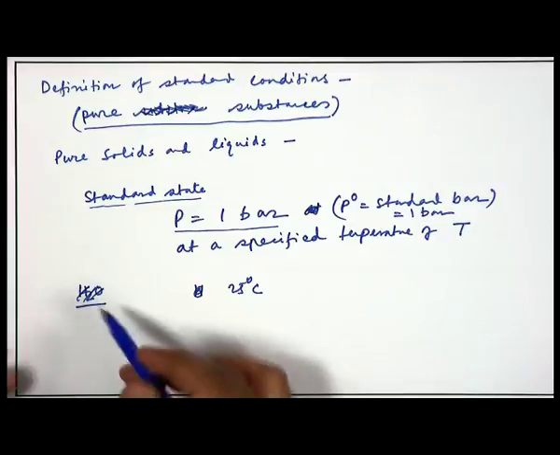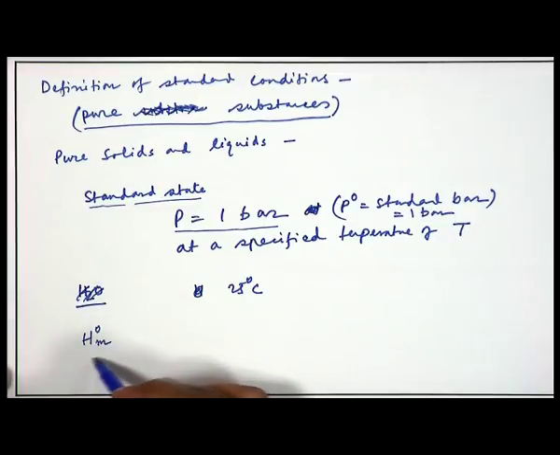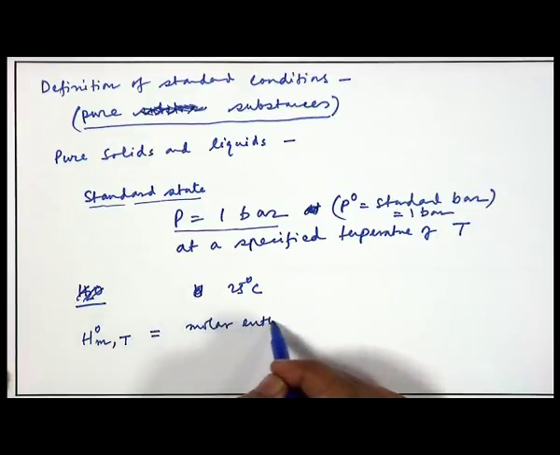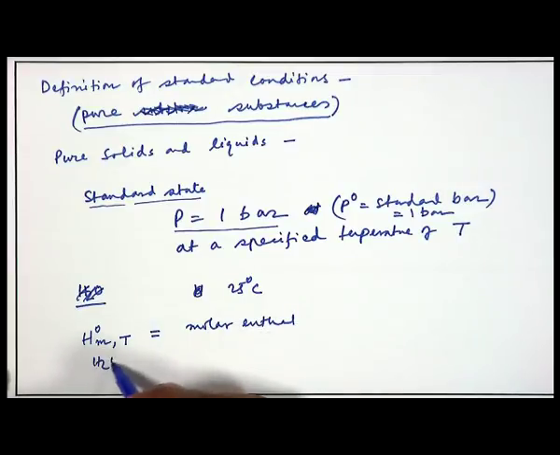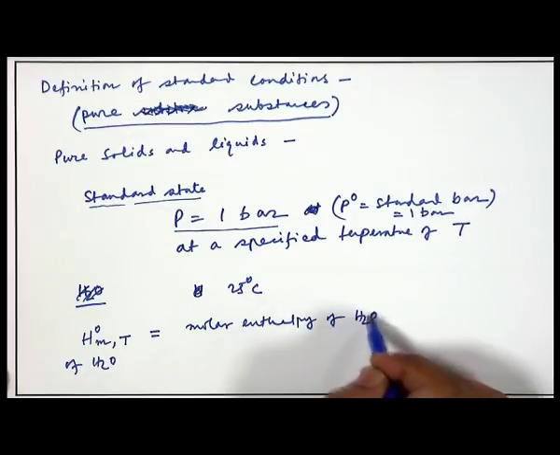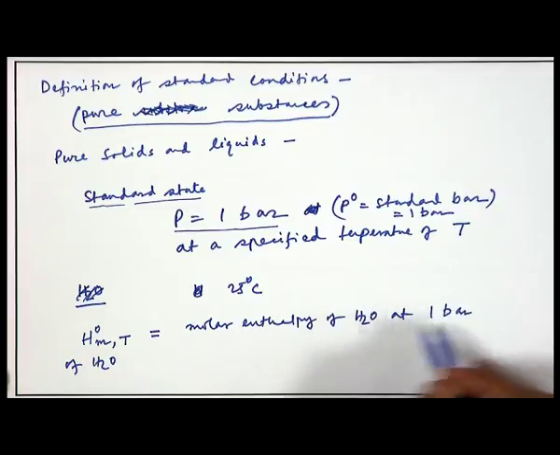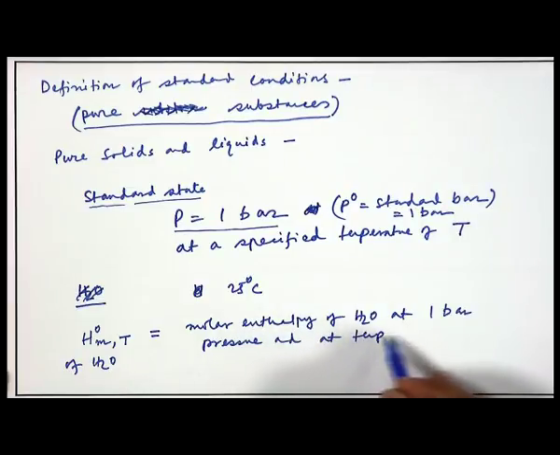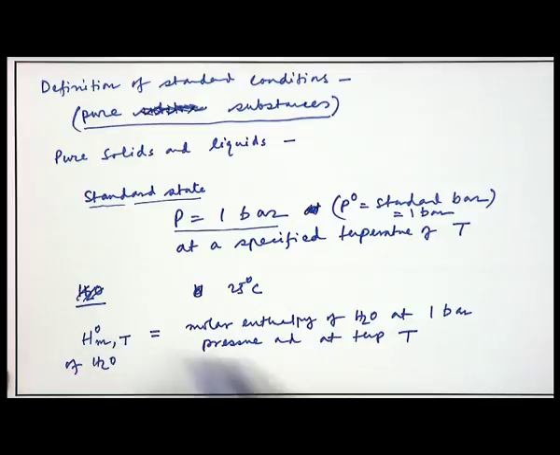So, if we talk about molar enthalpy, standard enthalpy, then we must mention a particular temperature. So, in this case it will be molar enthalpy. Say if we talk about water, then molar enthalpy of water at 1 bar pressure and at temperature T. If you talk about 100 degree centigrade, then it will be 100 degree centigrade. If you talk about 25 degree centigrade, it will be 25 degree centigrade.